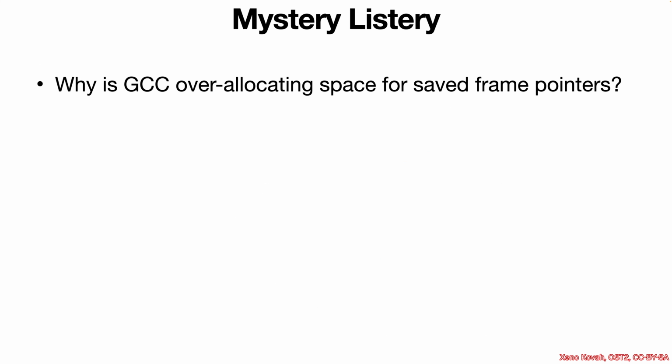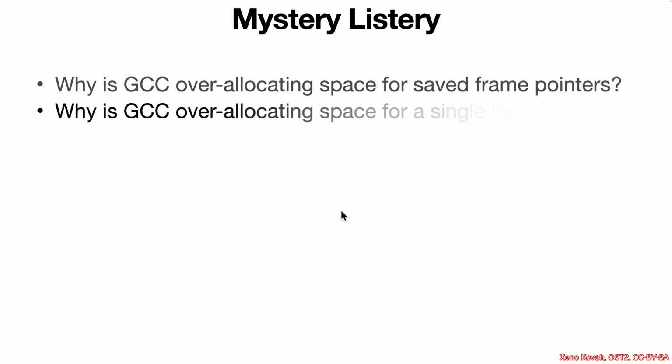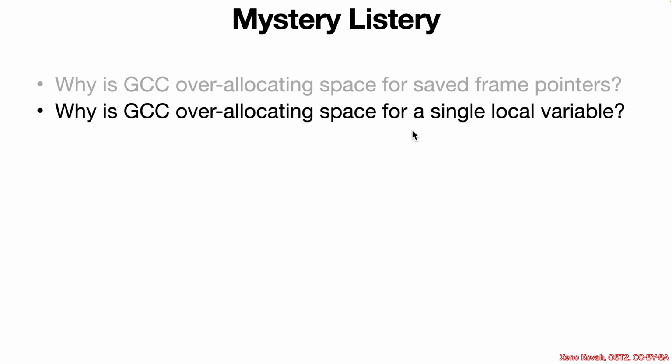So we're already running a mystery list that's keeping track of the fact that we don't know why GCC is over allocating space just for frame pointers. And now we're going to add a mystery to that, which is, why is GCC over allocating space for a single local variable? If we say that the frame pointer over allocation is that it allocates hex 16 for only hex 8 worth of frame pointers, well then here it again allocated hex 16 for only 4 bytes of local variables. So again, some sort of over allocation going on. Don't know why, but we'll come back to it later.